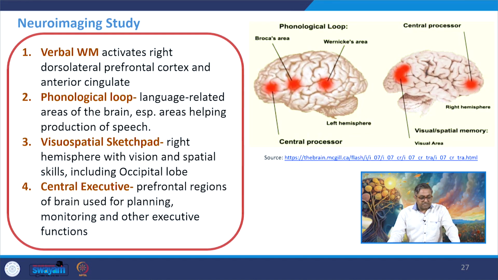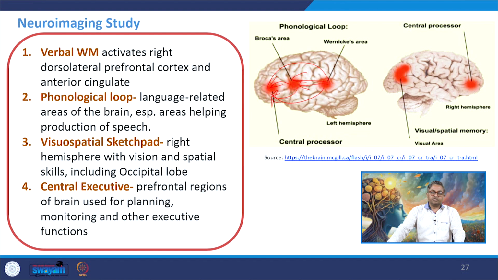Neuroimaging studies highlighted that verbal working memory activates our right dorsolateral prefrontal cortex and the anterior cingulate cortex area. The frontal cortex is the site of the central executive system, which receives input from the phonological loop brain region, which is Broca's area or Wernicke's area. Both of these areas give projections to the frontal cortex.